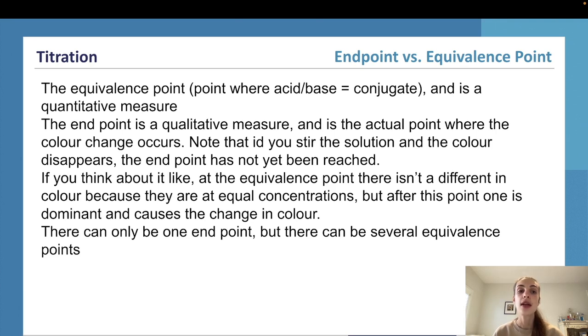And the endpoint is then going to be a qualitative measure. By qualitative measure, this is meant where the change in color occurs. This ties back into when we were talking about indicators, because the indicators are used with the buffering in order to determine where the endpoint is. The endpoint provides us with an understanding of where the equivalence point is. So it's an approximation for where the equivalence point is. The endpoint is our qualitative measure, which is the actual point where the color change occurs.